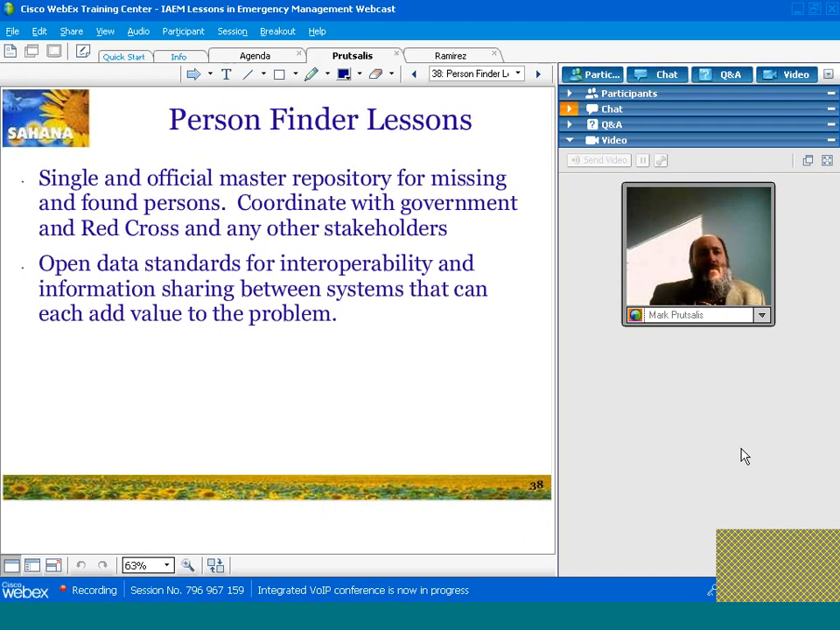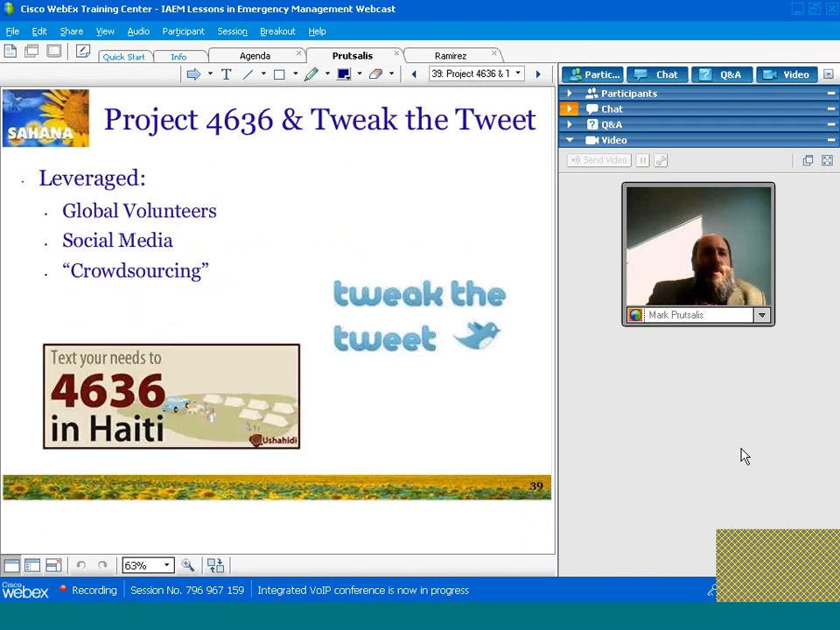So I'm going to move on from missing persons to talk about both Project 4636 and Tweet to Tweet. I don't know if any of you know about these, so I'll give you some background on these projects. But they're both basically efforts that were designed to leverage a global volunteer community to make sense out of crowdsourced information that comes from SMS text messages, as I mentioned, as well as unstructured posts made to social media sites such as Twitter. And to get all that information into a structured format that can provide actionable information to first responding agencies.